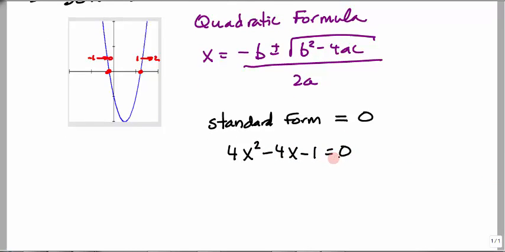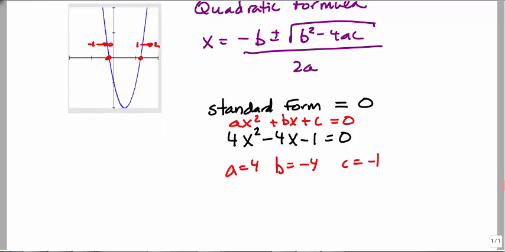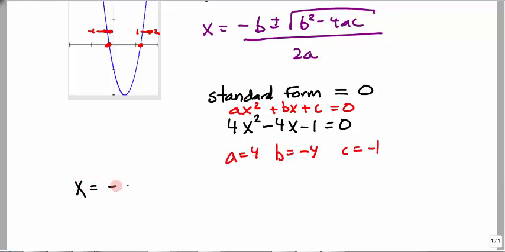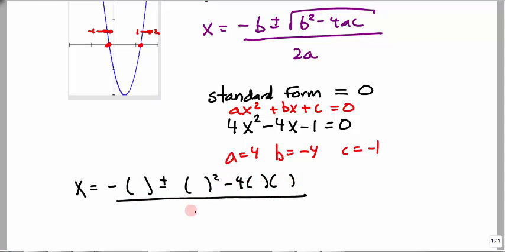This already equals 0, so this is in standard form. Standard form is ax squared plus bx plus c equals 0. So in this case, a is 4, b is negative 4. I need to take the sign with it, and c is negative 1. Take these values and I plug them in. You have to plug them in very carefully into our quadratic formula. And I have x equals negative b plus or minus the square root of b squared minus 4ac, all over 2a. And of course my square root sign is in here as well.